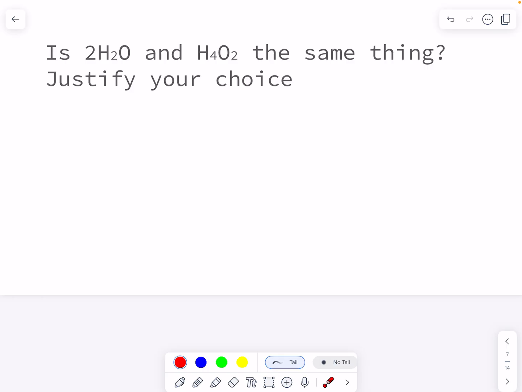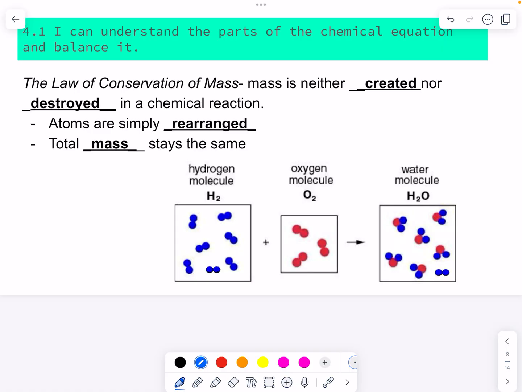All right, I'm not really sure if that was a minute. I was kind of just counting in my head, but hopefully you've had a chance to discuss. The correct answer is no, they are not the same. There's a difference between what a number in front and small numbers down below means. So let's discuss that. Okay, so our next objective is all about understanding the parts of a chemical reaction and then learning what it means to be balanced.